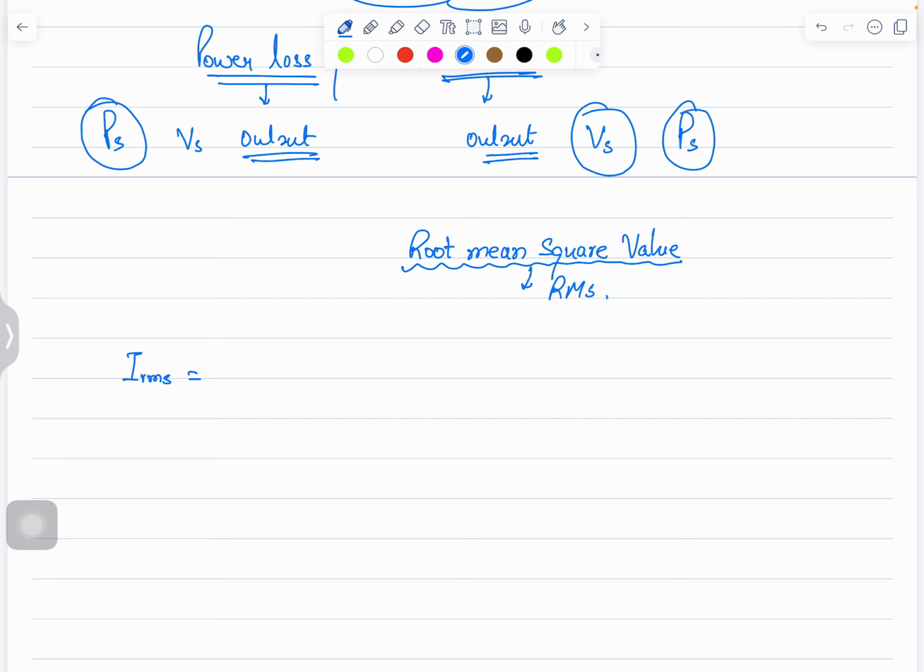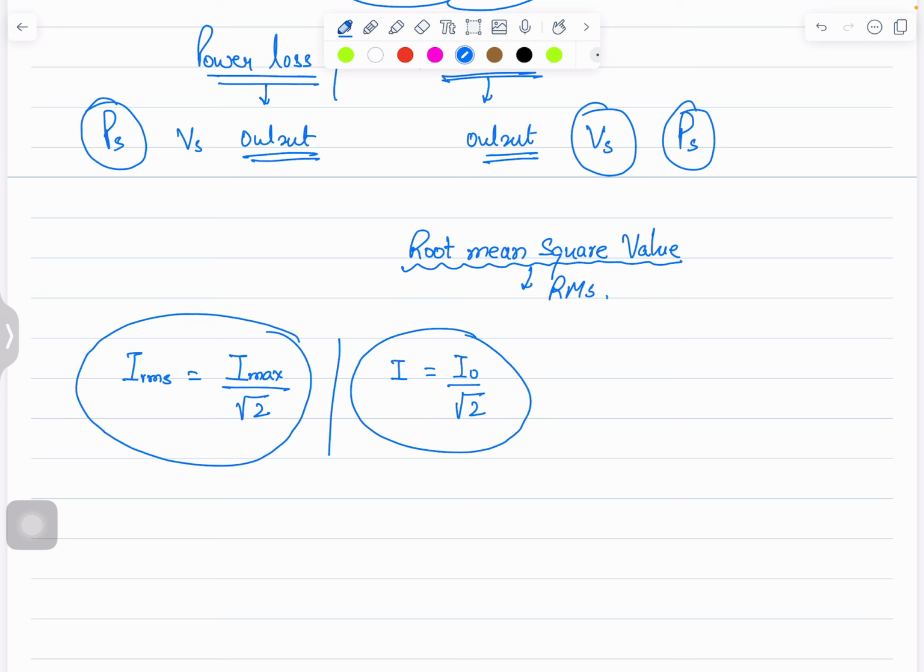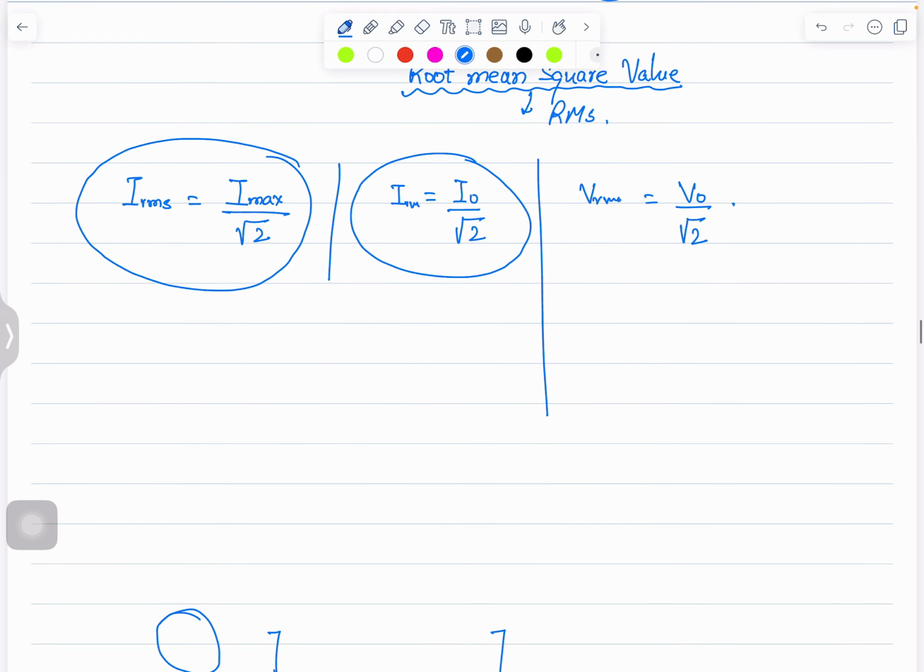I RMS is equal to maximum divided by root 2. They can write like this also: I is equal to I naught divided by root 2. They can write like this or like this. This same formula is applicable to the voltage. So I can say V RMS is equal to V naught over root 2. Clear?